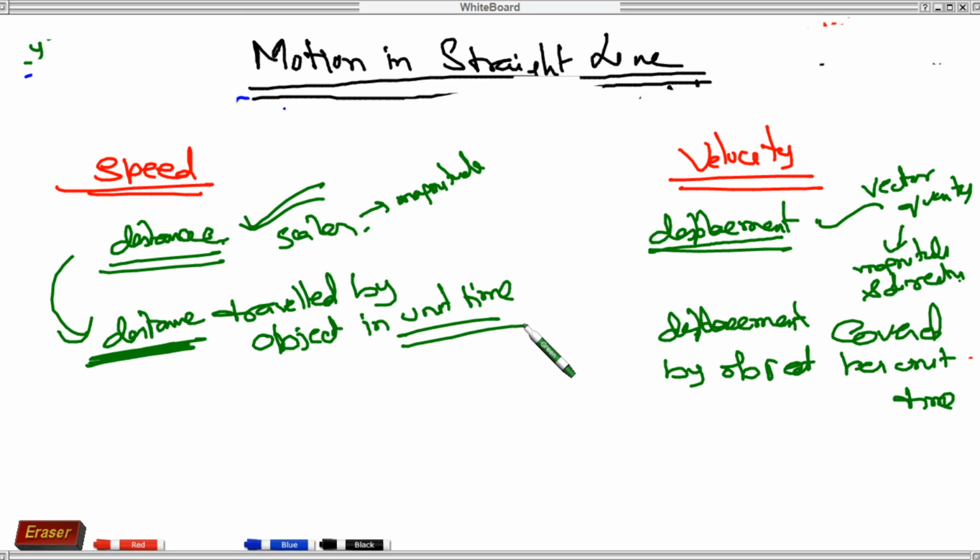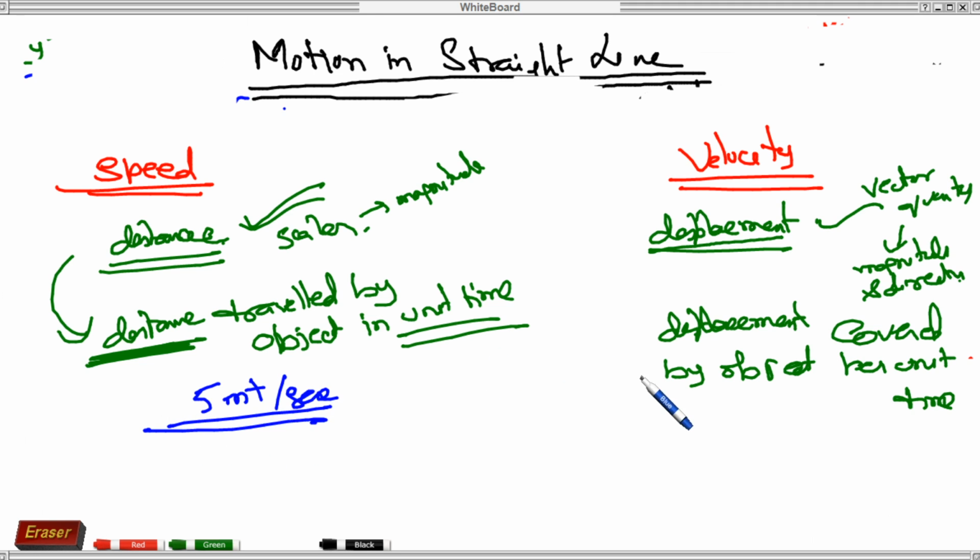We wrote here unit time. Suppose something is given like 5 meter per second, what is this? This is speed, or you can say magnitude of. One more thing is there that as it is using distance here. So it is also a scalar quantity. Speed is also a scalar quantity. As distance is scalar, speed is scalar.